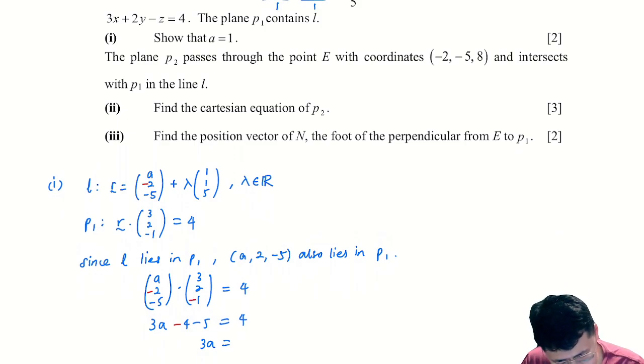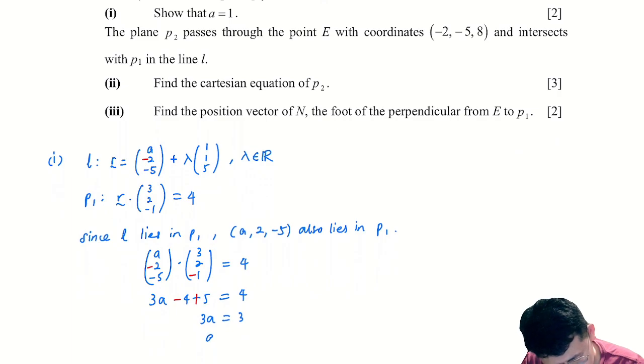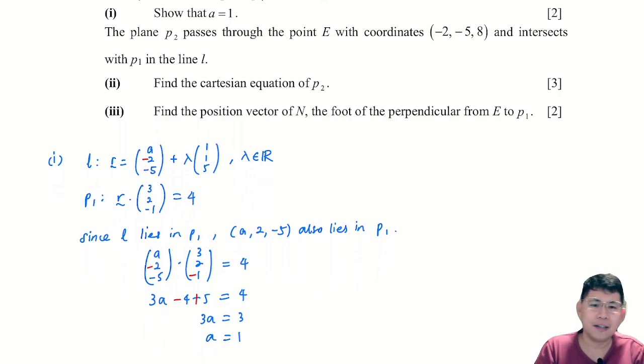Then there's a minus 1 over here. Okay, my bad. Okay, something like this. So the 3a will be equal to 3. So because of this, a will be equal to 1. So pardon my careless mistakes. Okay, so this would be here for part 1.